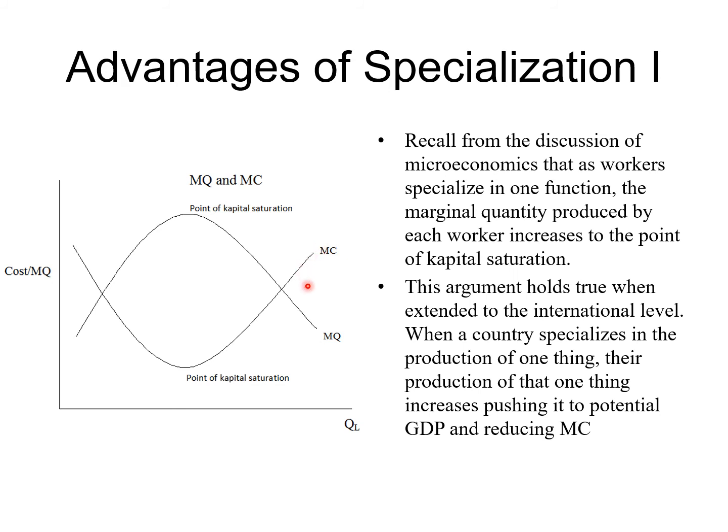We studied this at microeconomics. Well, this argument holds true also at the international level. When a country specializes in the production of one thing, their production of that thing increases, pushing it to its potential gross domestic product and reducing marginal cost. And as I said, this is the main reason that people specialize in something. Whatever skill they specialize in, this is why they specialize in it. The more they do it, the more efficient they become at it, till they reach the maximum potential. And so they trade for everything else.